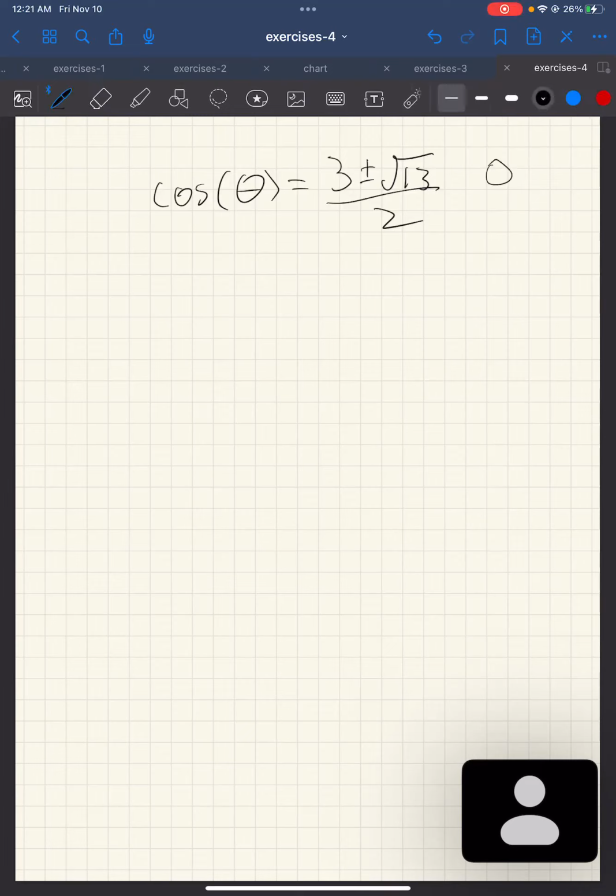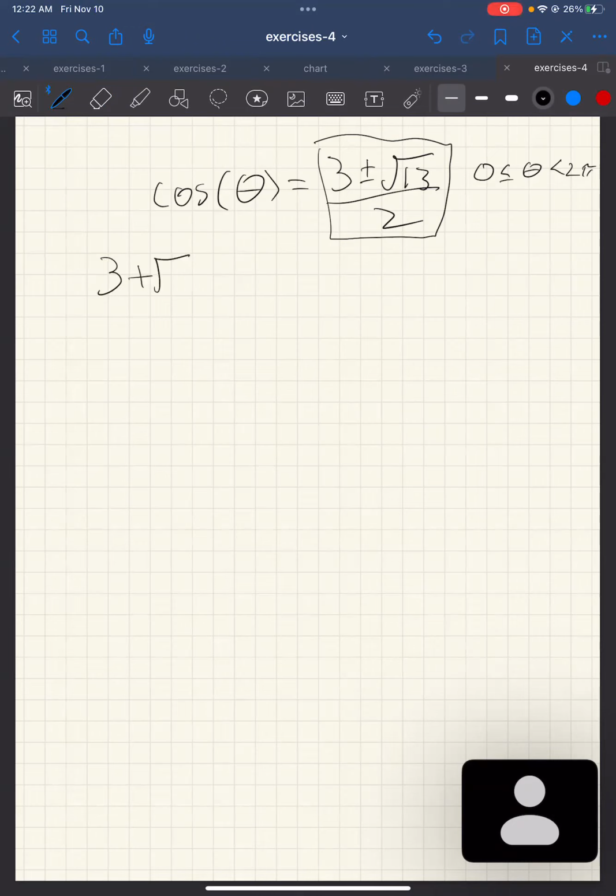Well, again, let's specify theta is from 0 to 2 pi. 0 is less than or equal to theta, which is less than 2 pi. So there is no good way to represent what we're about to do. But really, let's break this down at least a little bit. These are two numbers that are happening right here, right? There's the plus and there's the minus.